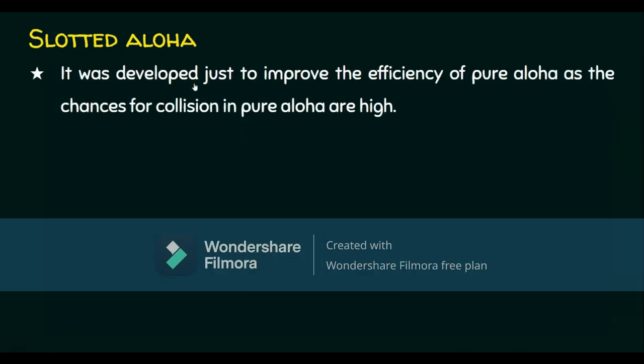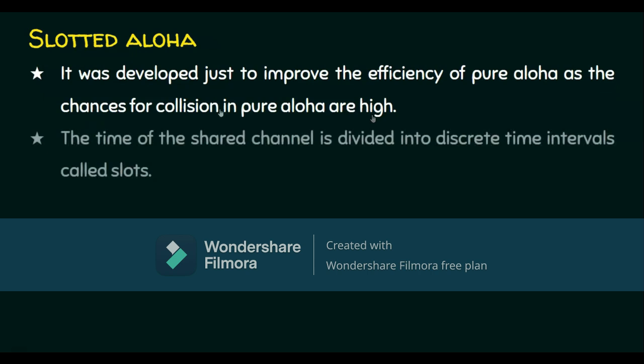Slotted Aloha was developed just to improve the efficiency of Pure Aloha, as the chances for collision in Pure Aloha are high. If you can recollect, the throughput of Pure Aloha is 0.184 and we want to improve this efficiency, and that is why we are in Slotted Aloha. The time of the shared channel is divided into discrete time intervals called slots. In Slotted Aloha, the entire channel is shared in terms of time, whereas in Pure Aloha, we don't have anything like time slots. Then why do we need these kind of time slots here?